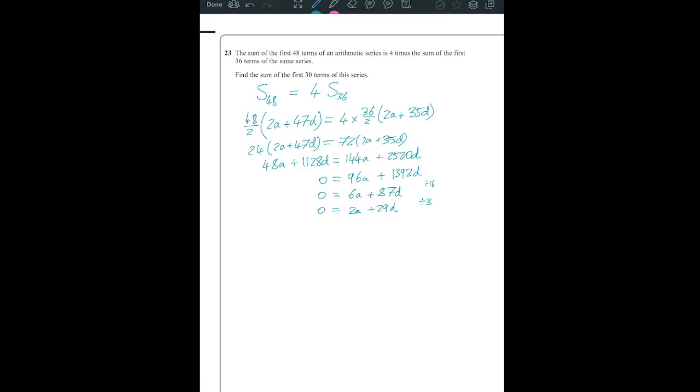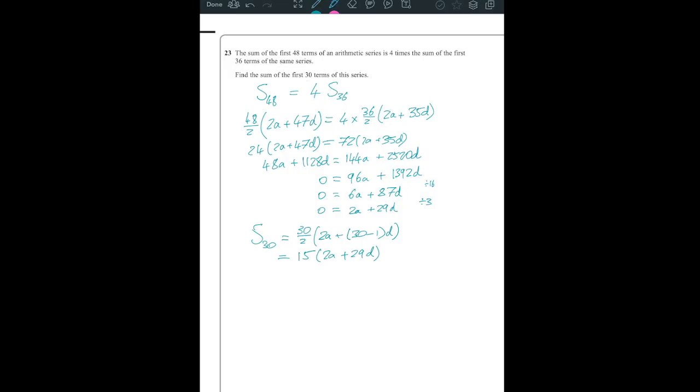I could potentially make a the subject, but that's not going to help out. So that first paragraph is done. There's nothing more I can do with the question. So my only hope is now to actually try and answer the question and hope something magical happens. So the question wanted S30. Well, S30 is going to be 30 over 2, (2a plus (30 minus 1)d), which simplifies to 15(2a plus 29d).